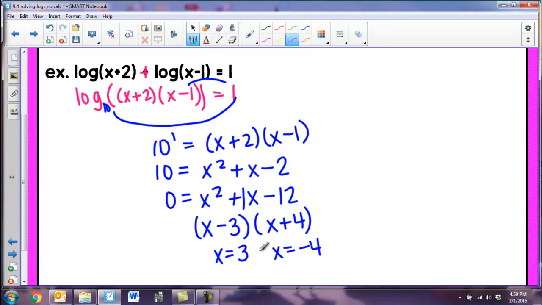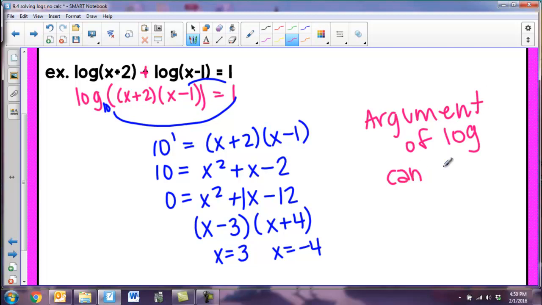Here's the part where we kind of have to pause and make a note and remember that because we're talking that logs are basically exponents, we need to remember that the argument of a log, the inside of a log, can never ever ever be negative.